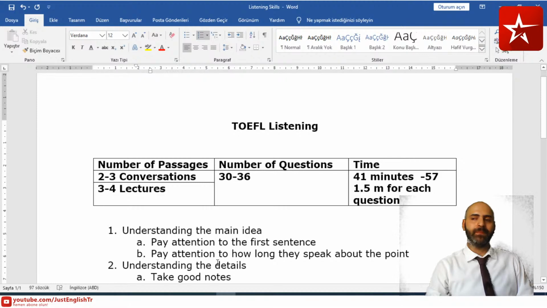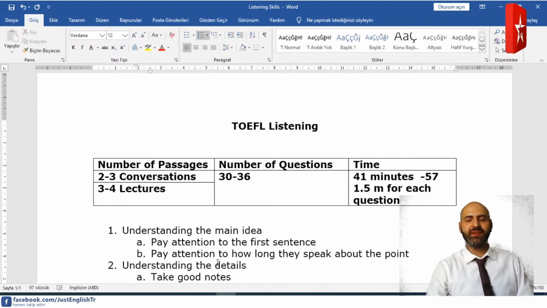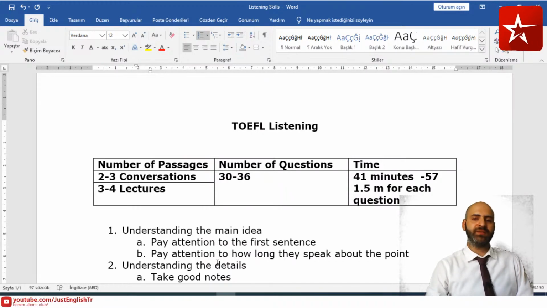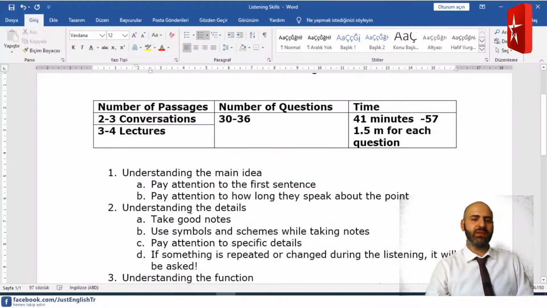Last week, we covered the first three types of questions in the listening exam. Today we will do the rest, skills number 4, 5, and 6. And today we will finish the listening module of the TOEFL exam. Okay, so let's have a look at what we learned last lesson.